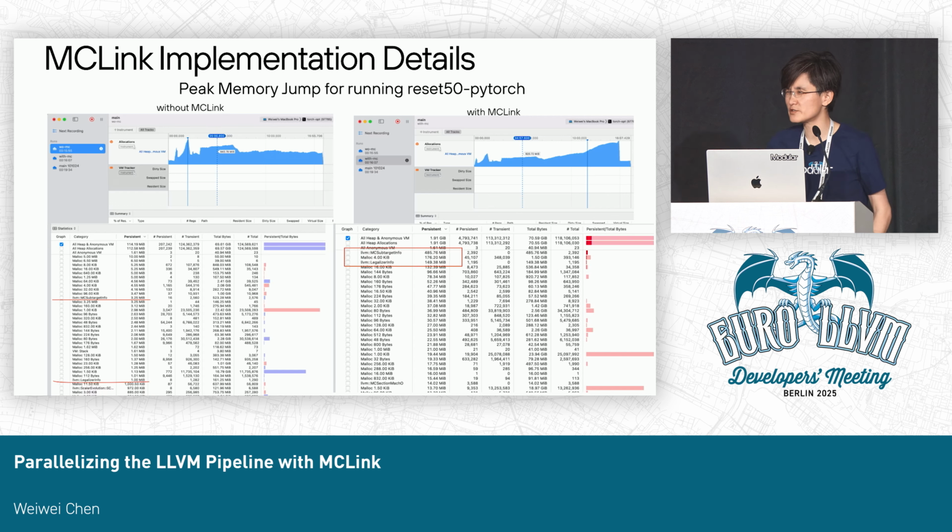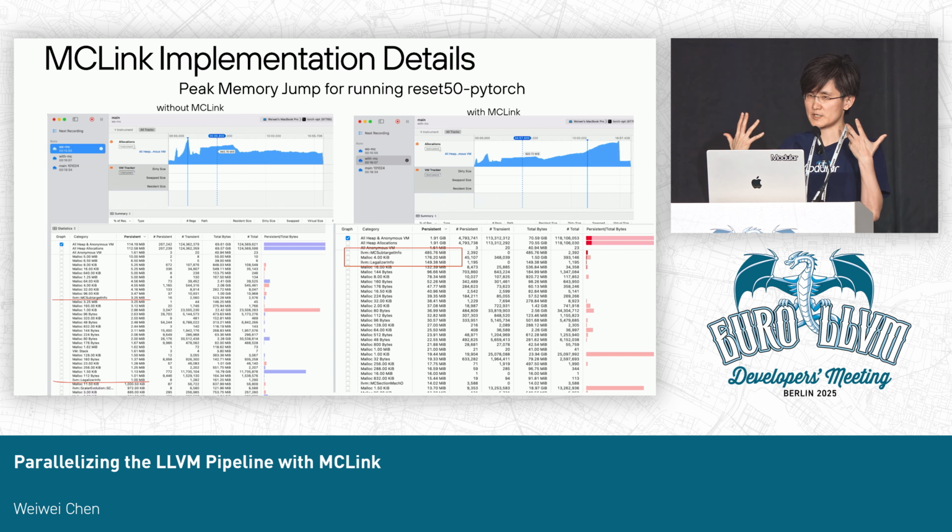Another kind of implementation surprise that we saw is a peak memory jump. On the right side is the memory footprint for one of the examples that we're running without MCLink, and on the left side is with MCLink. You can see on the left side the peak memory keeps increasing and drops at one point. The main reason for this is that, due to MCLink, we have to hold all the codegen results together to meet a barrier.